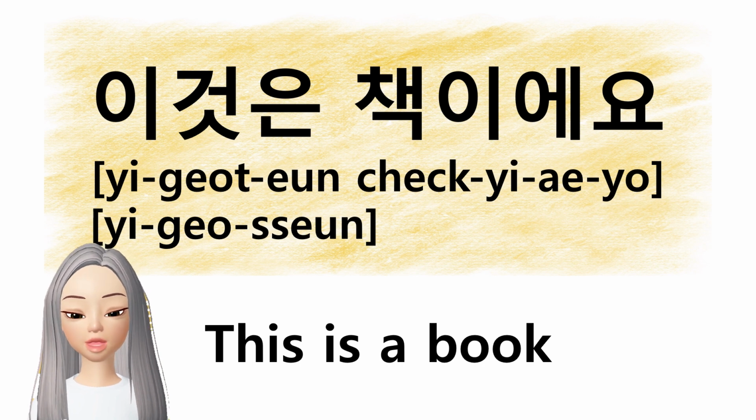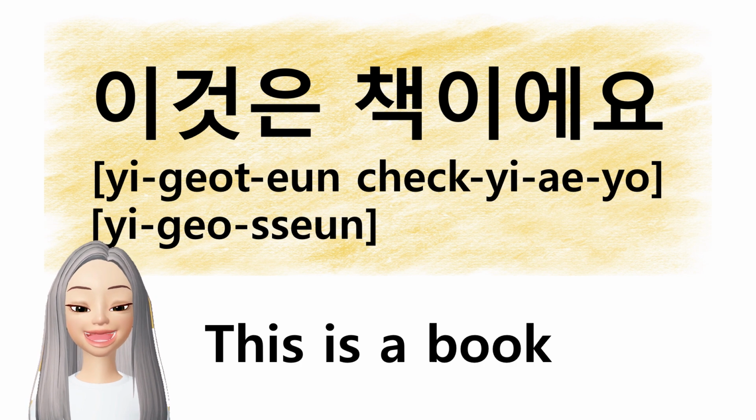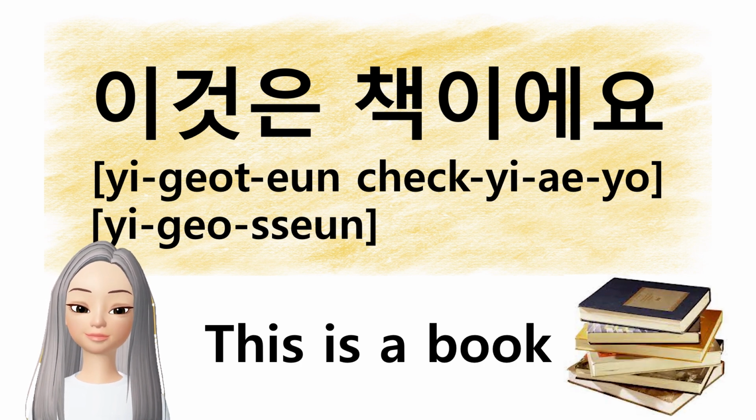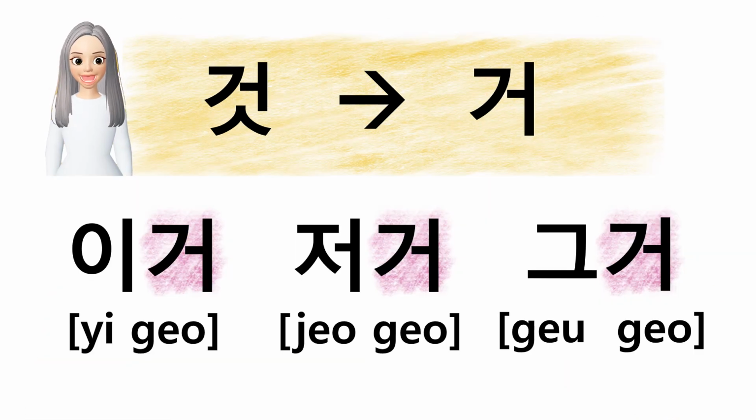For example, to say this is a book, you would say 이것은 책이에요. Now that is what a textbook would say. However, as the purpose of my channel is to teach you how to speak casual conversation in daily lives, this is the expression that we use more. So instead of 것, we say 거. So we would say 이거, 저거, and 그거.